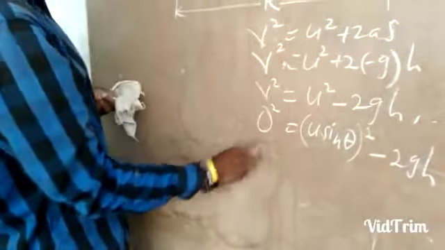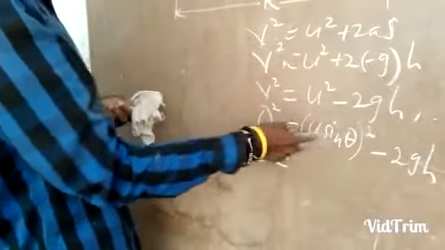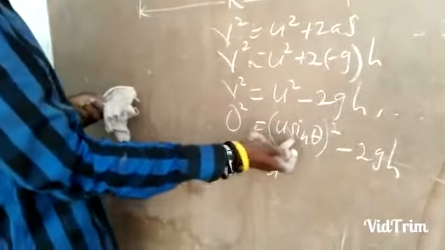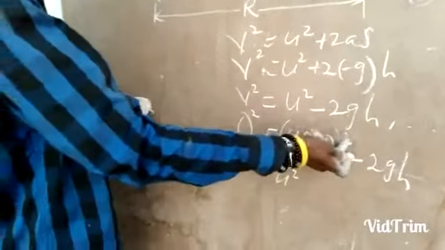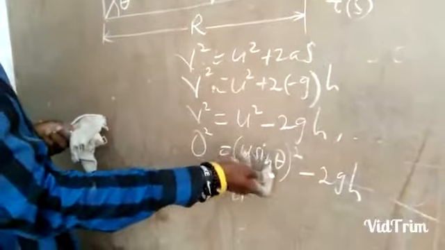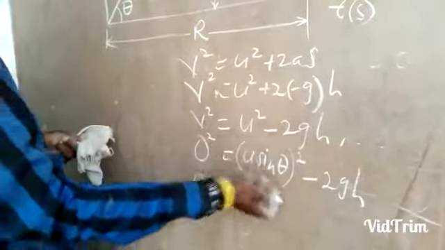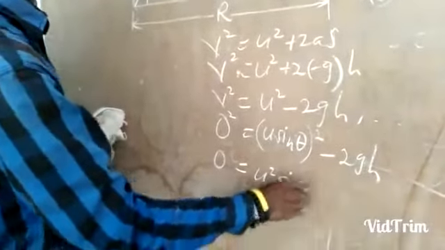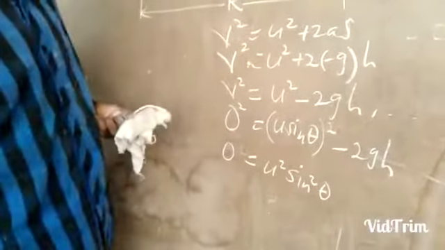0 squared is the same as 0 equals, with the square being for the u and sine theta. So u raised to the power 2 is u squared. But when you say sine theta squared, the square will always come to the sine and not the angle, the theta. So anytime you say either sine or cos or tan, when you square that, the square comes to the sine. So it becomes sine squared. The theta will not have any square.